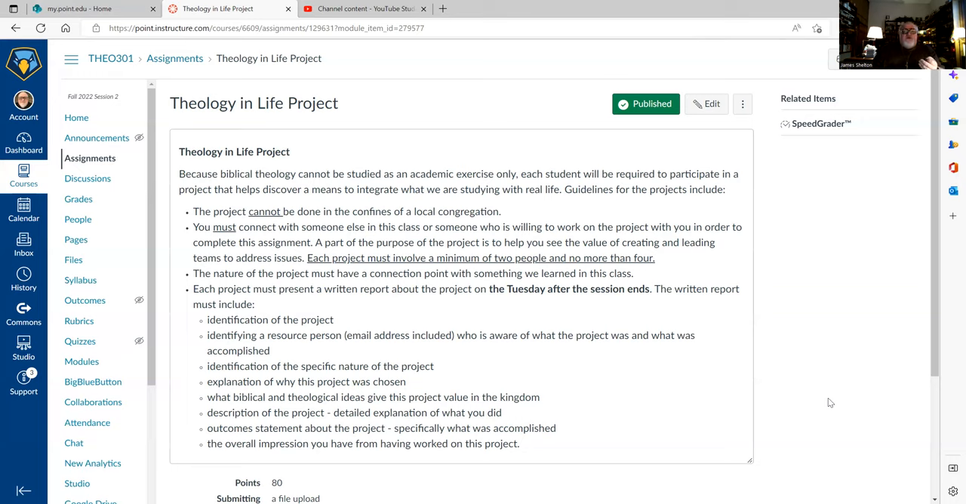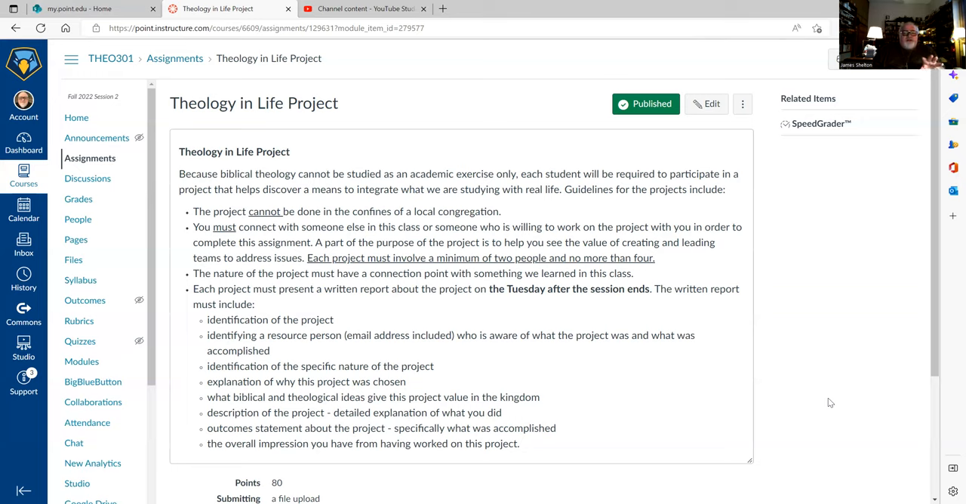Each project must involve a minimum of two people and no more than four. The nature of the project must have a connection point with something we're going to learn in this class. Each project must present a written report about the project on, now this is going to be, this may need to be the Sunday the session ends, because that's something I need to edit.